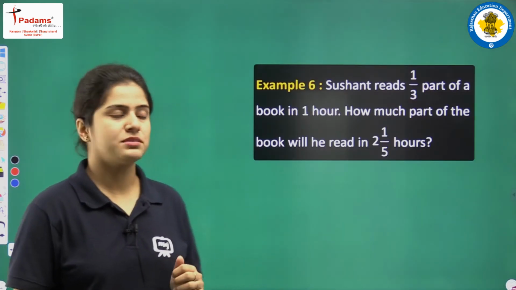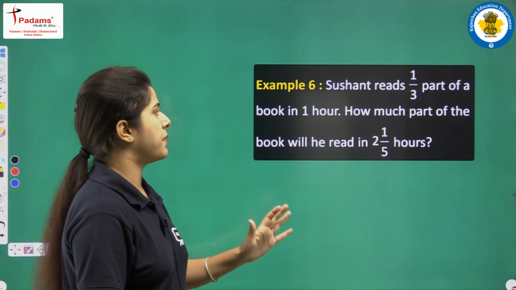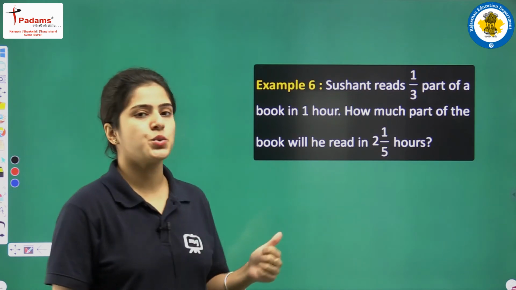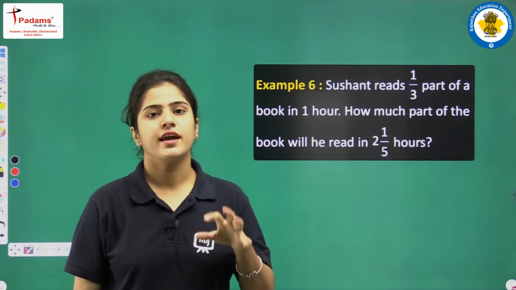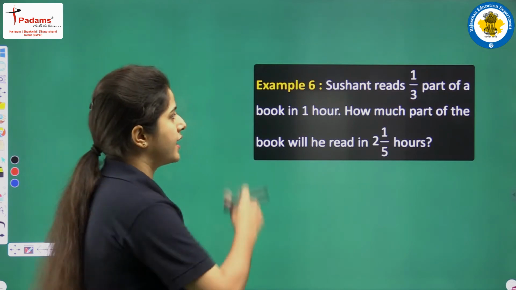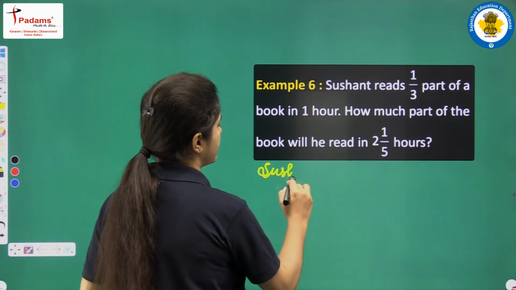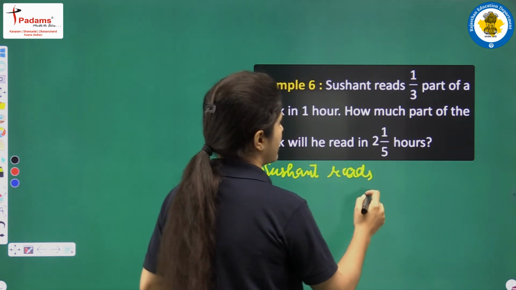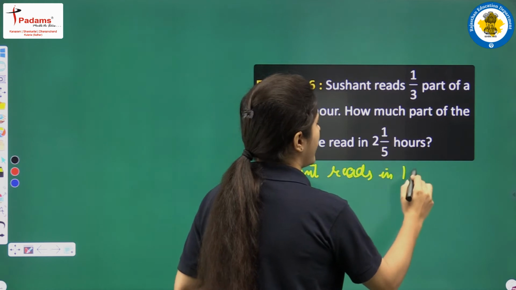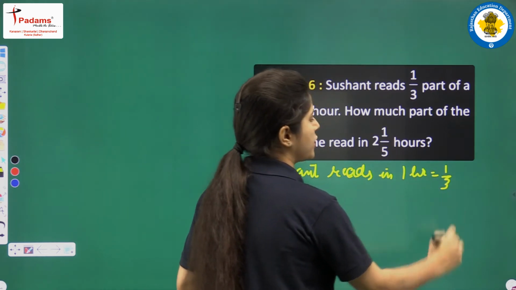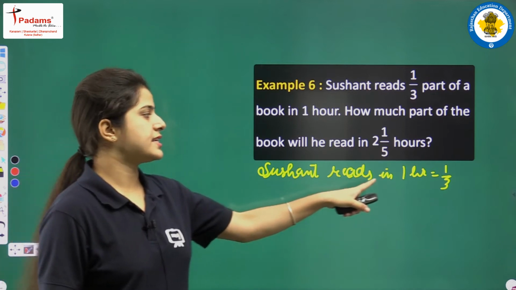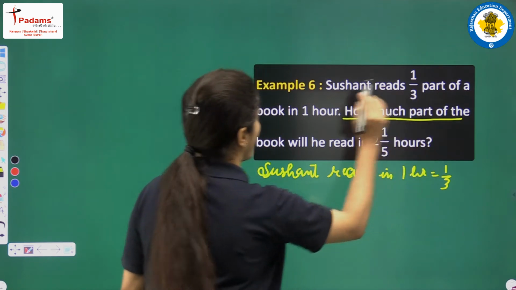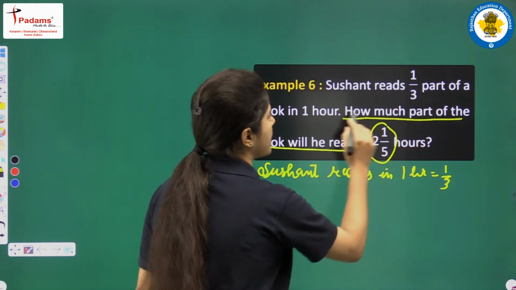So the first example: Sushant reads 1/3 part of a book in 1 hour. How much part of the book will be read in 2 1/5 hours? Alright students, if Sushant reads in 1 hour, that is equal to 1/3 part of the book. Sushant reads in 1 hour is equal to 1/3. Then how much part of the book will he read in 2 1/5 hours?